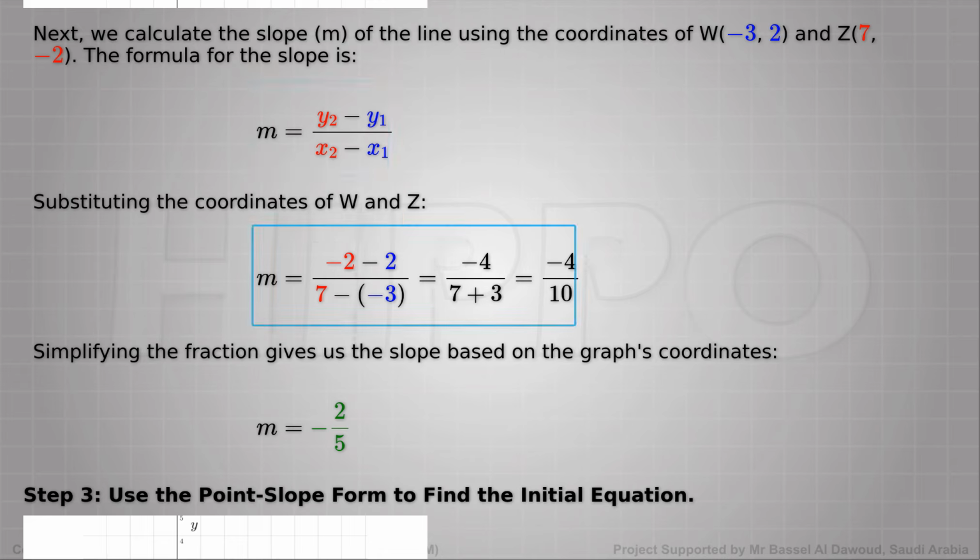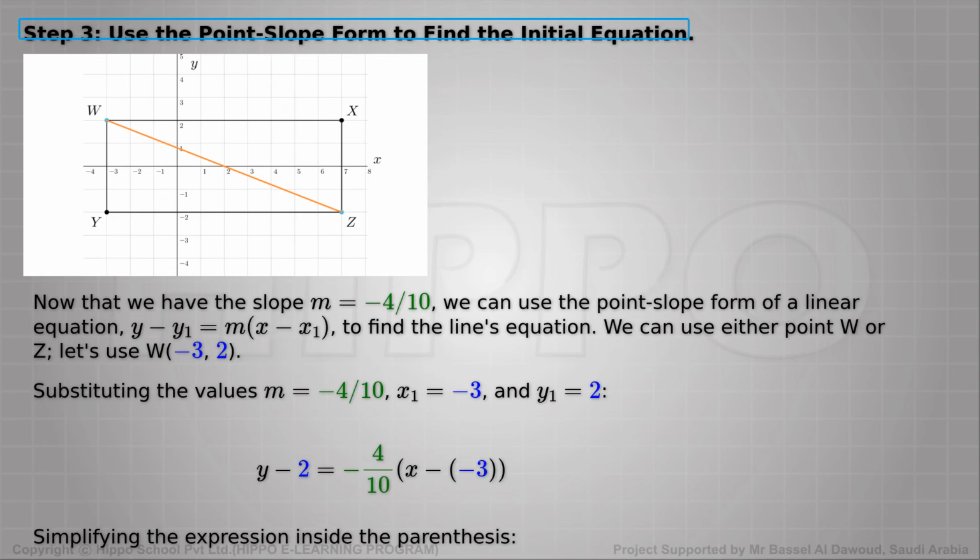In the numerator, we have -2 minus 2, which gives us -4. In the denominator, we have 7 minus -3. Subtracting a negative is the same as adding, so that becomes 7 plus 3, which is 10. This gives us a slope of -4 over 10, which simplifies to -2 over 5. Now that we have the slope, and at least one point, we can build the equation of the line.